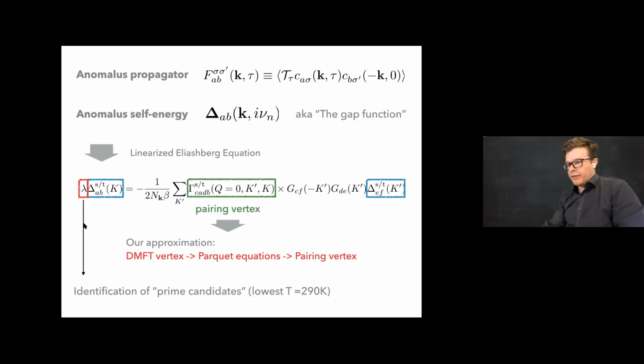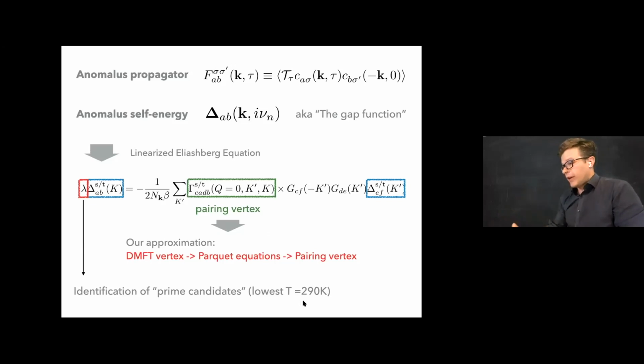The two-particle vertex, we cannot deal with that down to these temperatures. So we cannot make definite statements here. That's a disclaimer right from the start. But we can identify, by looking at different kinds of gap functions at higher temperatures, and the lowest that we could reach with our two-particle approach was 290 Kelvin, we could identify gap functions.